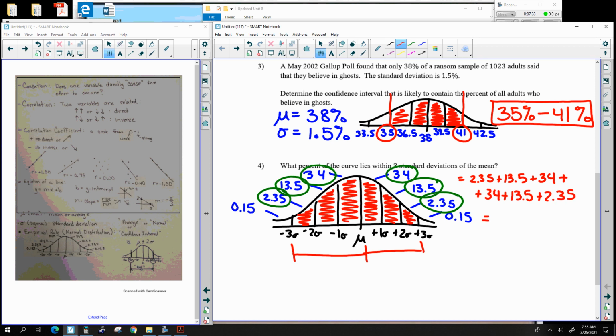That comes out to be 99.7%. And they ask, what is the percent? That is the percent. If they ask for a decimal, the decimal would be 0.997. If they ask for the percent, it'd be 99.7.